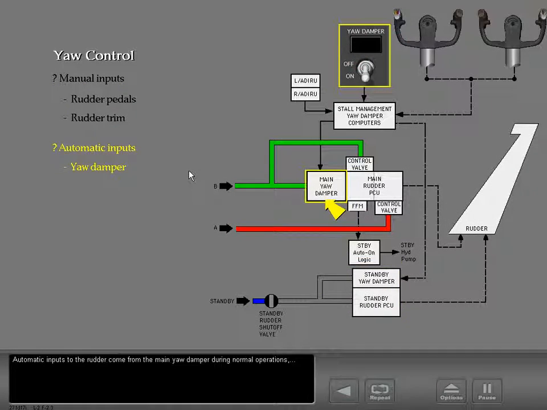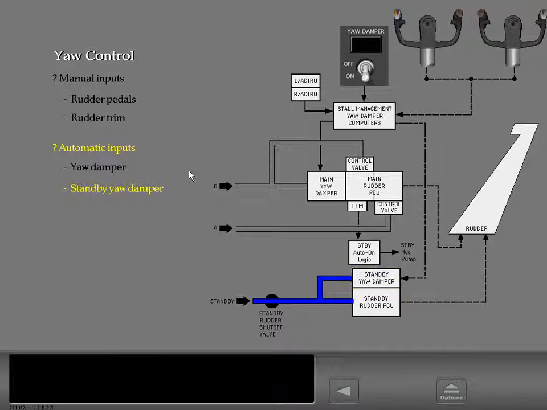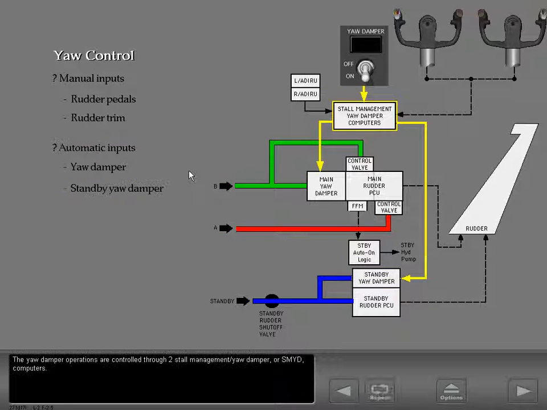Automatic inputs to the rudder come from the main yaw damper during normal operations, or from the standby yaw damper during manual reversion flight. The yaw damper operations are controlled through two stall management yaw damper, or SMYD, computers.